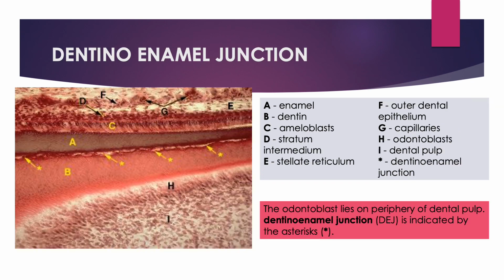Next, in the image close to the cusp, identify the purple staining enamel overlying the broader layer of the pink staining dentin. Numerous capillaries lie adjacent to the outer surface of the outer dental epithelium. The dentino-enamel junction is indicated by the asterisk.